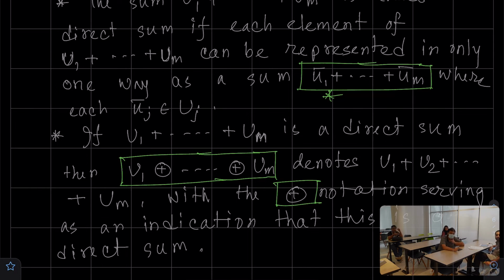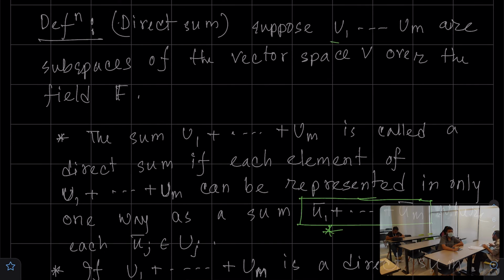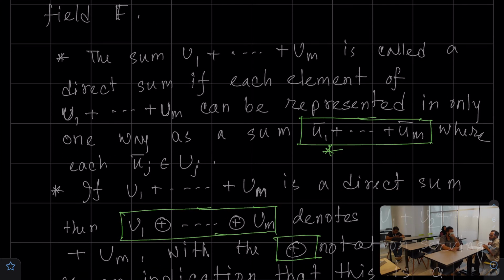So here the capital U on the right side is not a vector. Capital U are the subspaces of the original vector space V. That's why I put a vector symbol on these vectors. There is no vector symbol on the subspace.